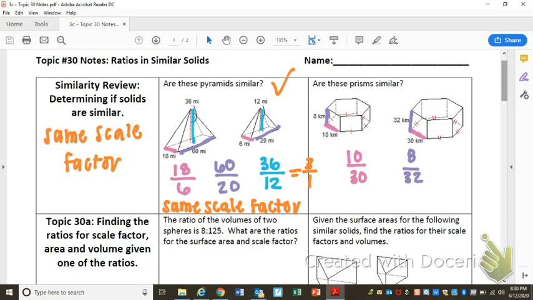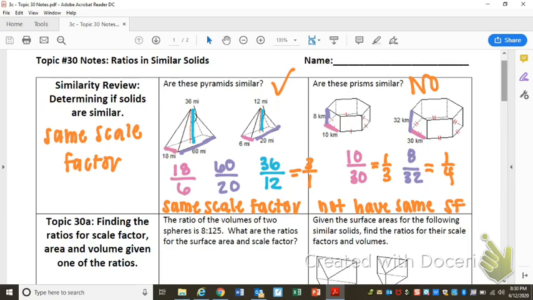10/30 is going to reduce down to 1/3. And 8/32 is going to reduce down to 1/4. So they do not have the same scale factor. I'm going to just put SF for short, which means that no, these prisms are not similar.